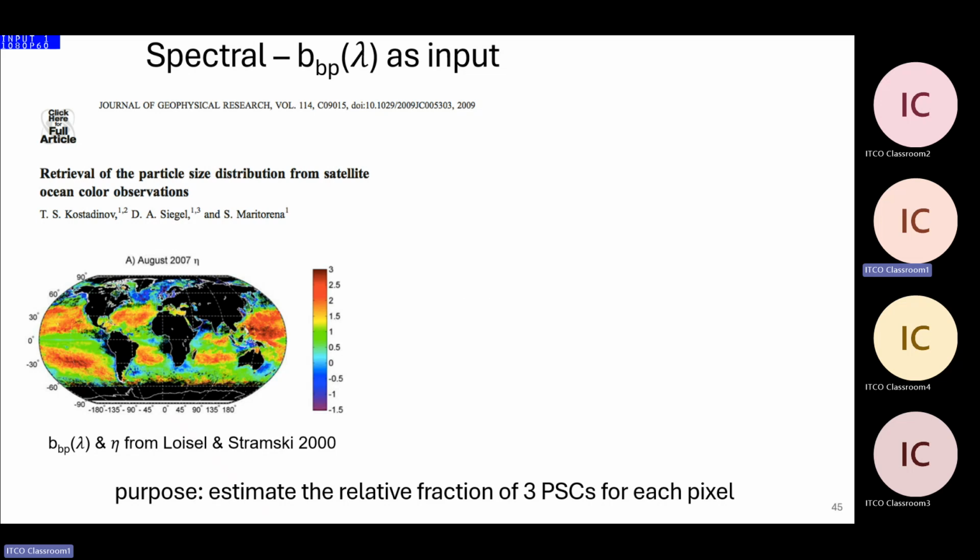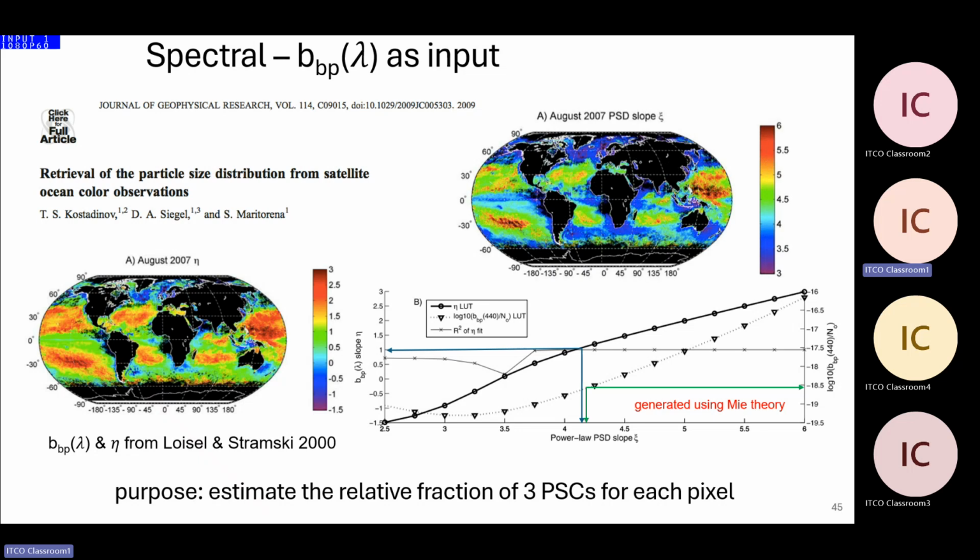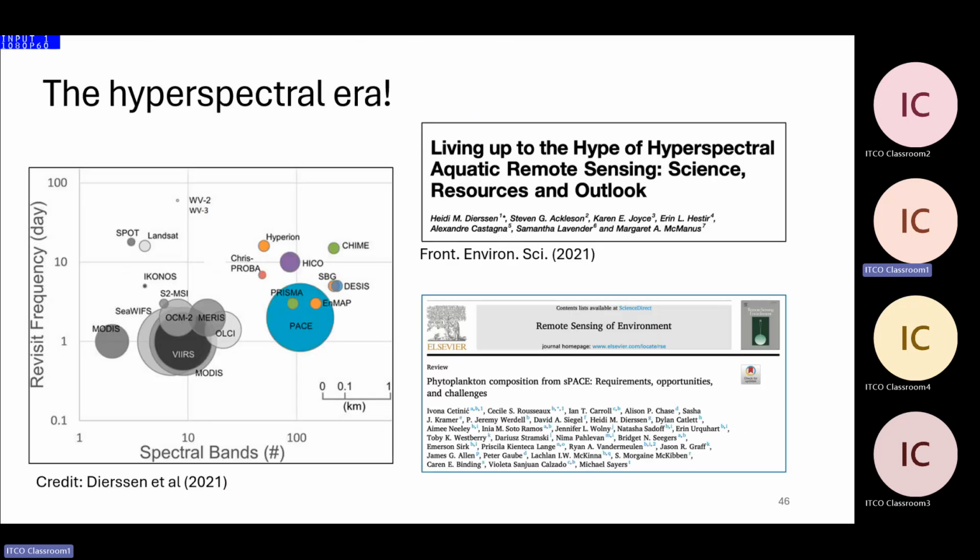So Tiho basically used this principle with some modeling to come up with particle size distribution slope, and then you can link particle size distribution to phytoplankton size classes. Okay, on to the hyperspectral era.